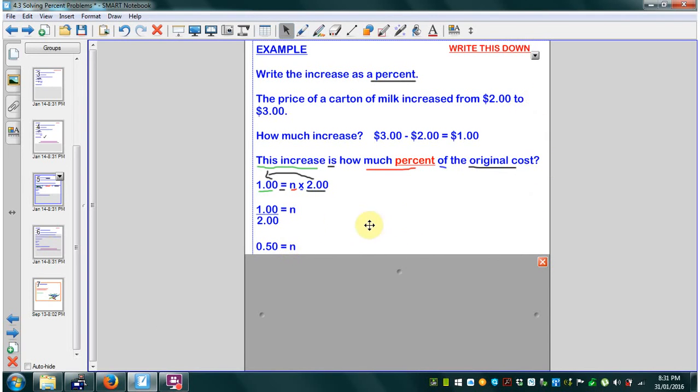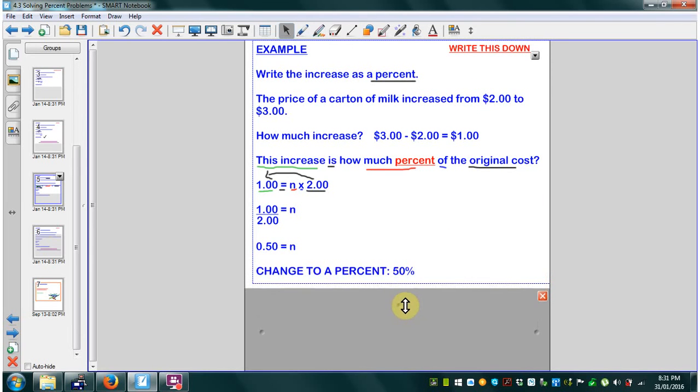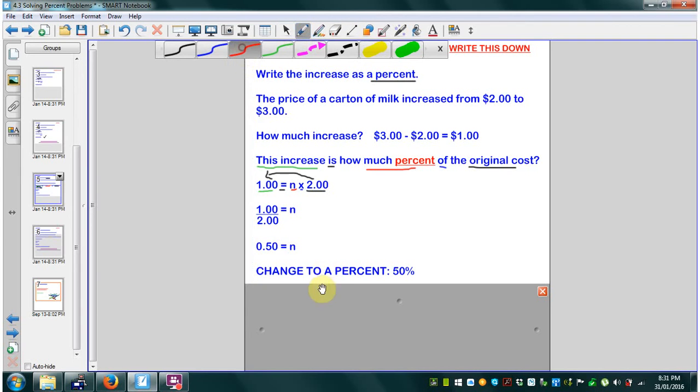Alright, so n is 0.5, but we want percent. That's why I've highlighted it here, percent. This is a decimal. So we just change that to a percent. So we change 0.50 to a percent by multiplying by 100, or moving our decimal 2 places to the right. So there was a 50% increase on milk.